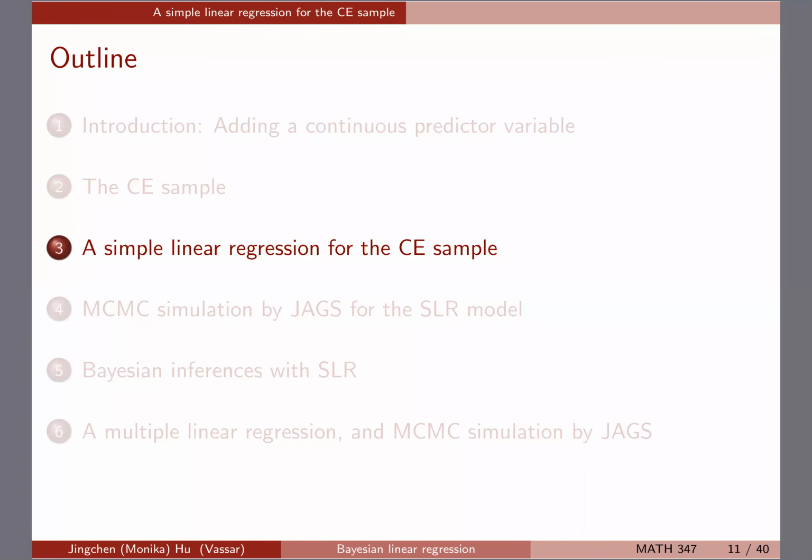All right, so now we know why you want to add a continuous predictor, and in this case, how we're dealing with the CE sample. And now let's look at how we can set up the model for this case.